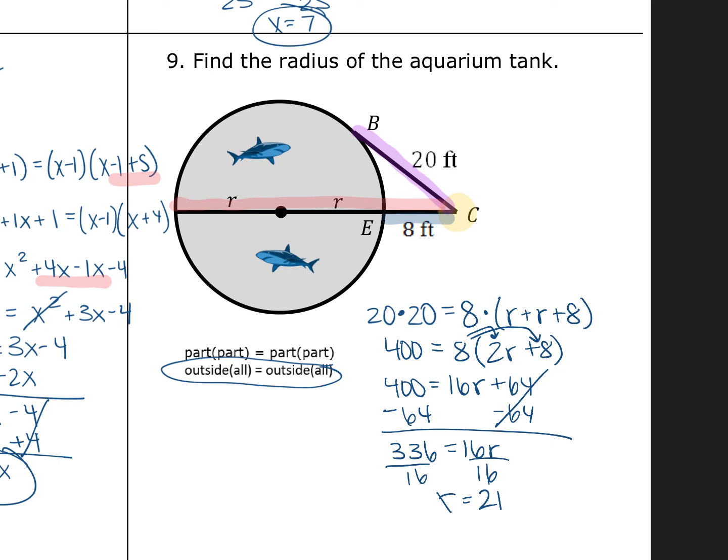Let's go back to their question. They said find the radius of the aquarium tank. If you notice, the radius is always going to be half of the circle from the center point to any point on the outside. So we just said r equals 21. That is what they're asking for. The radius of that circle is 21.